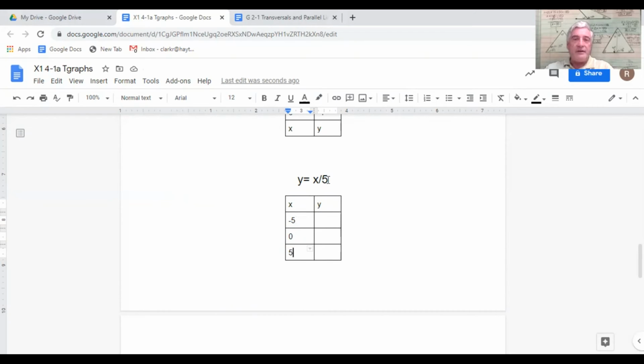Minus 5 divided by 5 is negative 1. 0 divided by anything is 0. 0 on the top is 0. 0 on the bottom is a big mess we don't want to get into. And 5 divided by 5 would be 1. I now have 3 points on that graph. I line them up. If the 3 points don't line up, one of the points is wrong. But if all 3 points line up, take your ruler, draw your line.